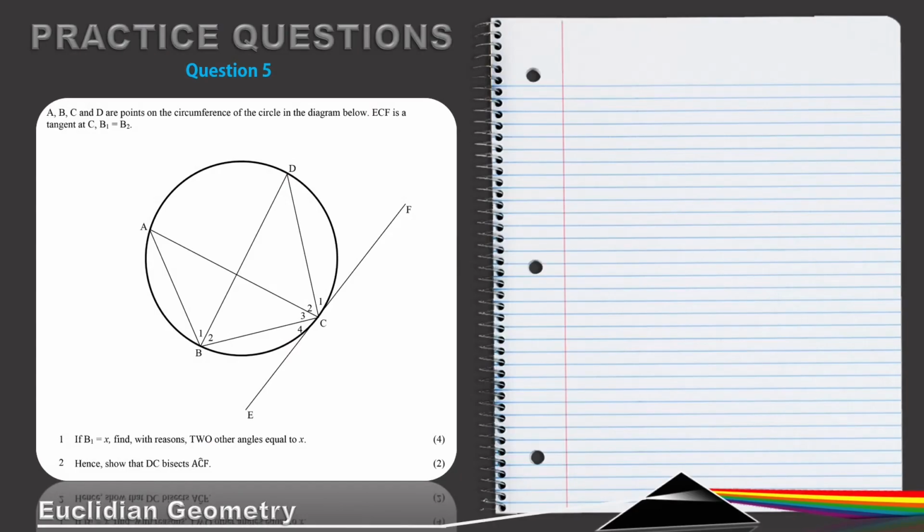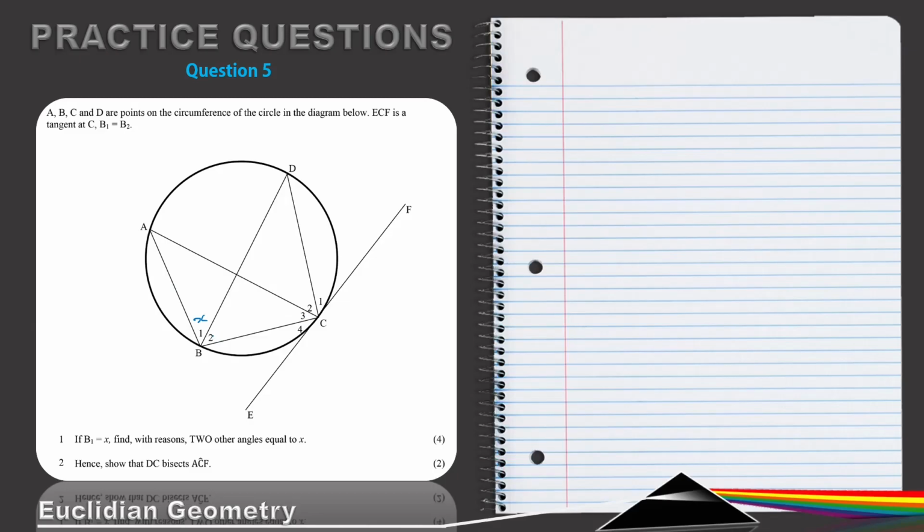Okay, now for question 5. A, B, C, and D are points on the circumference of the circle in the diagram below. ECF is a tangent at C, so this line is the tangent at C. B1 is B2, so these two angles are equal. 1. If B1 is X, find with reasons two other angles equal to X. So we have B1 is X. Now there's three other angles, so I'll just state all three of them.